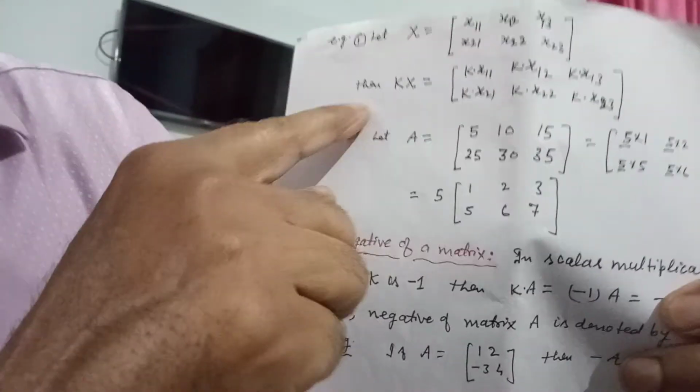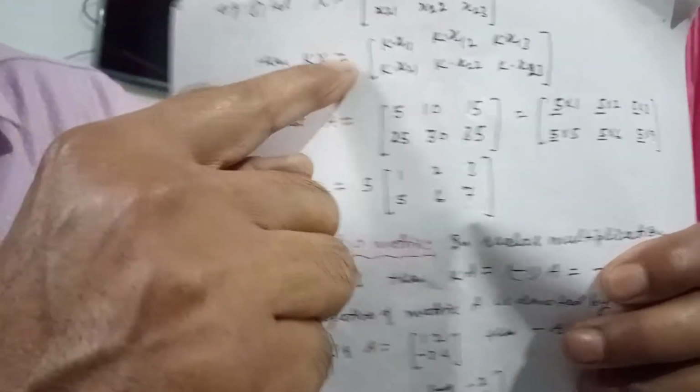If k is any scalar and you want to multiply it by a given matrix, then you multiply that scalar by each and every element of the matrix. For example, X is a matrix whose elements are given, and now we want to multiply it by k. So k into X will be what?